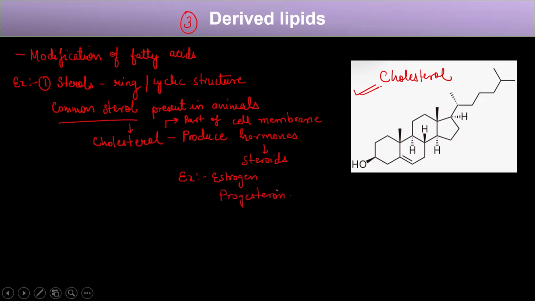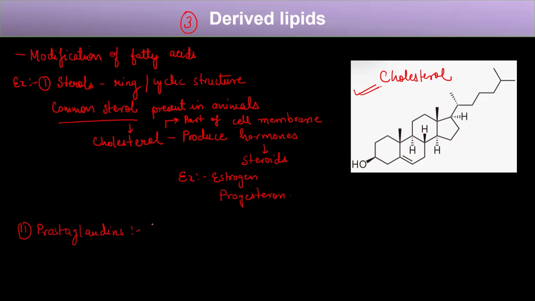Okay. So these are the certain hormones that are produced by the cholesterols. Now the second type of derived lipid is prostaglandins. Okay. So what are prostaglandins?